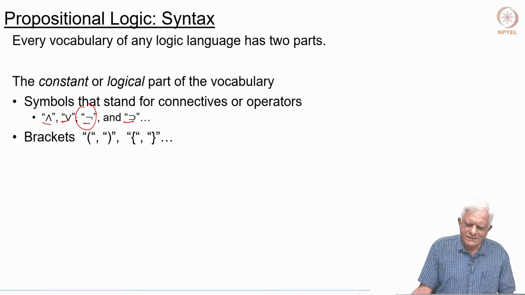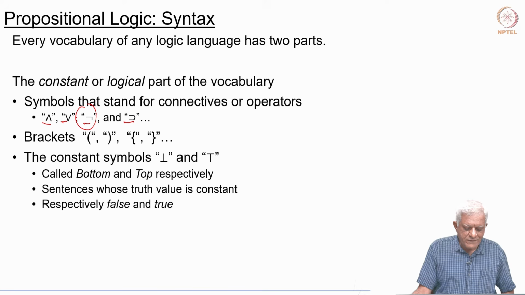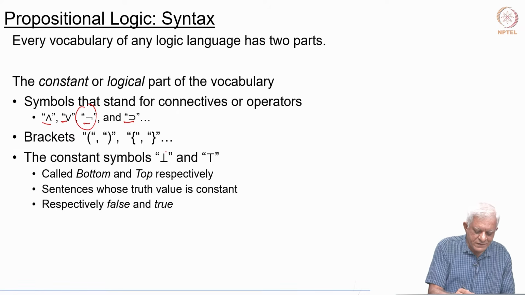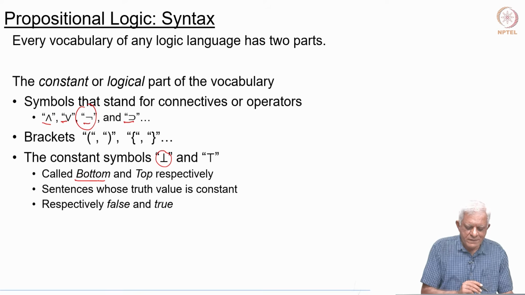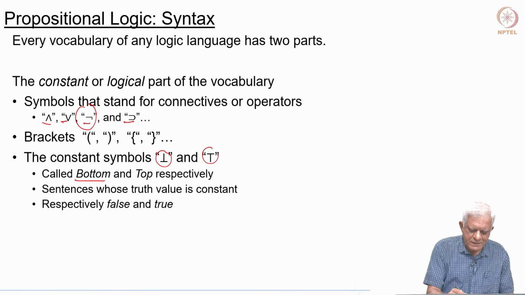Then of course, there are these symbols that we use for brackets, and we are familiar with this sort of stuff by now, and the constant symbols. In two valued logic, there are two constant symbols. The first one is called the bottom, and the second one, which looks like a T, is called the top.